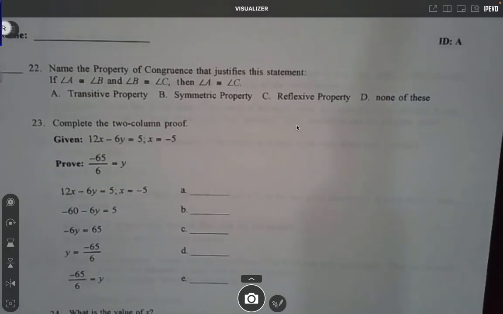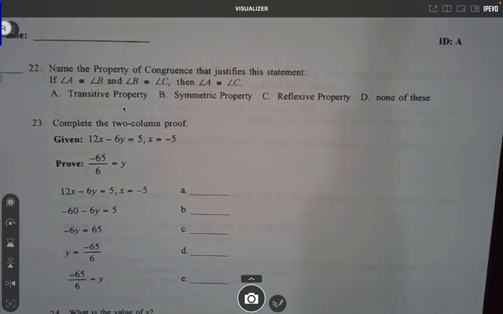All right, what is the property? If A and B are congruent, and B and C are congruent, then A and C are congruent. What's that one? It's A. It's transitive. I think that was like 2 questions before that too. There was one that was talking about transitive property. So it was just repeated.